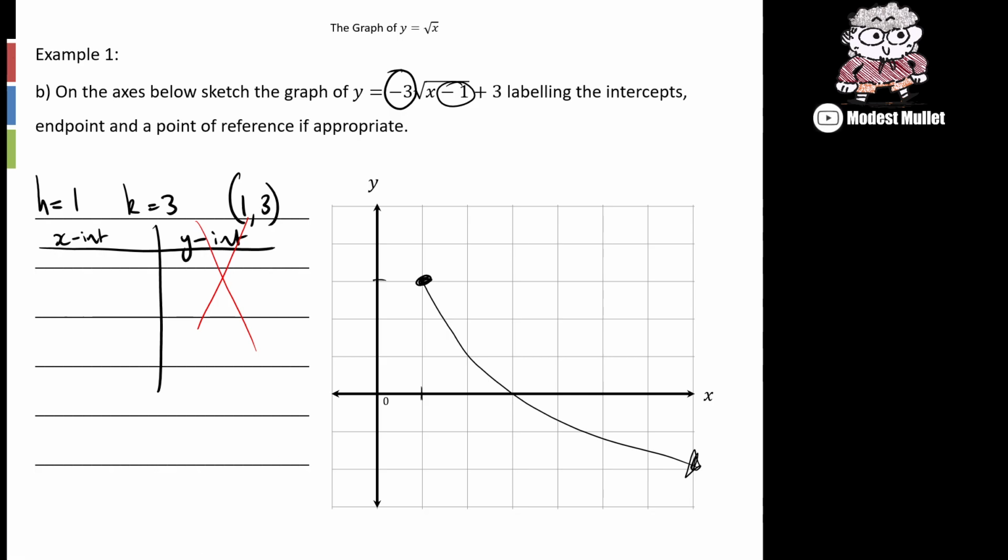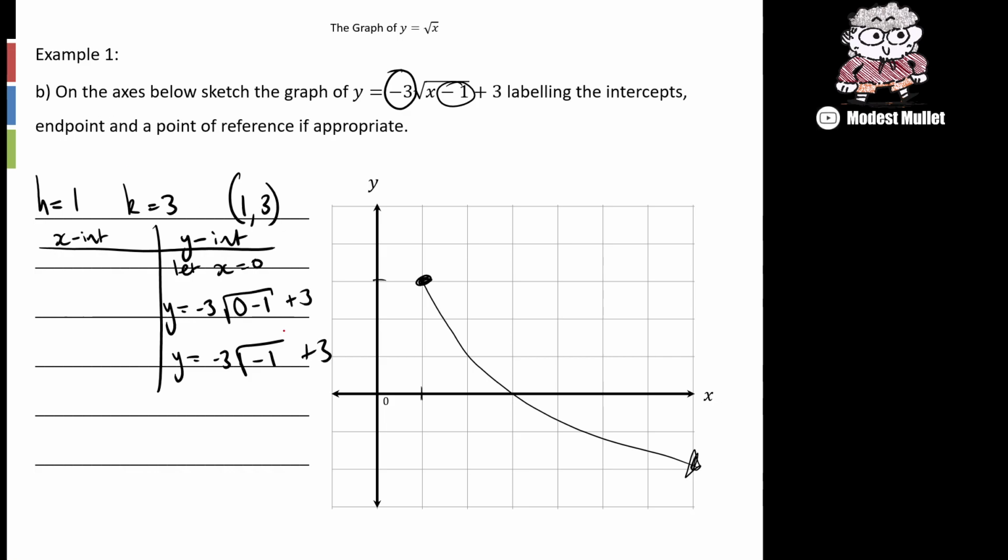So if you went and tried to find that, you would run into an issue where you wouldn't be able to actually solve to get that value. And I'll show you that so you can see what it looks like, that if you're trying to find the intercept straight away and then you run into an issue like, hold on, I can't do this, you need to think about the shape. So we're going to let x equal 0, so we're going to get y is equal to -3 square root of 0 minus 1 plus 3. So we get y is equal to -3 square root of -1 plus 3.